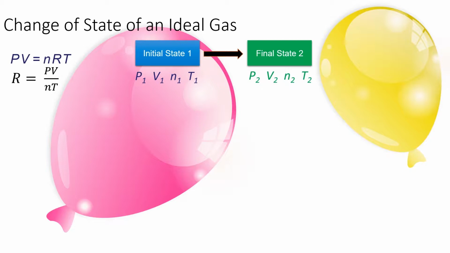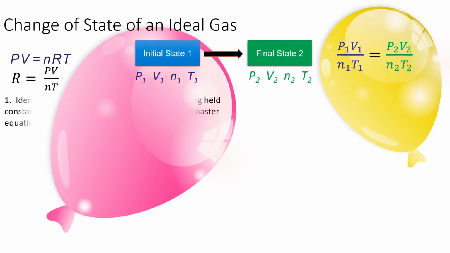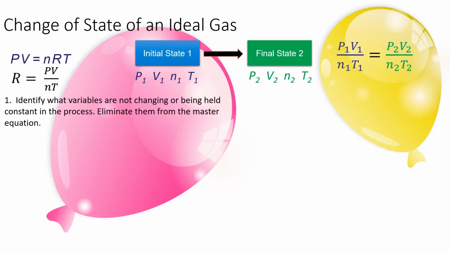What this means to us is that for any change in state of an ideal gas, the following equation will apply. P1 V1 divided by n1 T1 equals P2 V2 divided by n2 T2. This is our master equation for any change of state of an ideal gas. To use this equation for a change of state problem, we do the following. The first step is to identify what variables are not changing or being held constant in the process and eliminate them from the master equation.